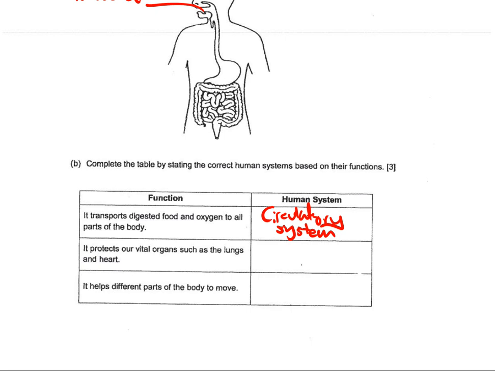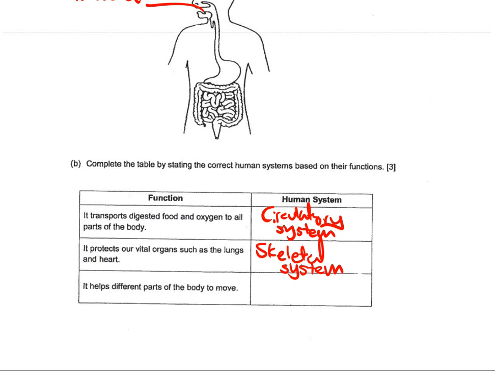Circulatory system brings things around the body like a circle, okay? It protects our vital organs such as the lung and the heart. So it protects our vital organs, right? So this is what we have our bone for, okay? We can feel your rib cage, okay? They are the bones and they cover your lung and your heart, okay? So your bone is also your skeleton, so skeletal system.